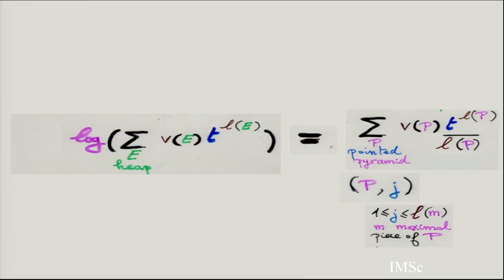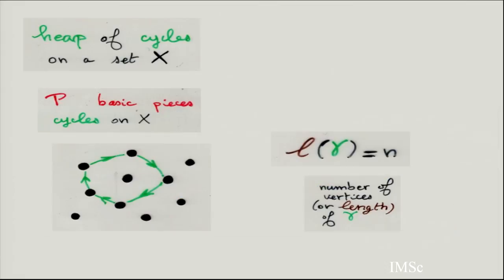So a nice example which will remain in many chapters, in the next two chapters, and then in relation with physics. So it will be used many, many times. It will be heaps of cycles on a set. So the basic pieces are cycles on the set X.